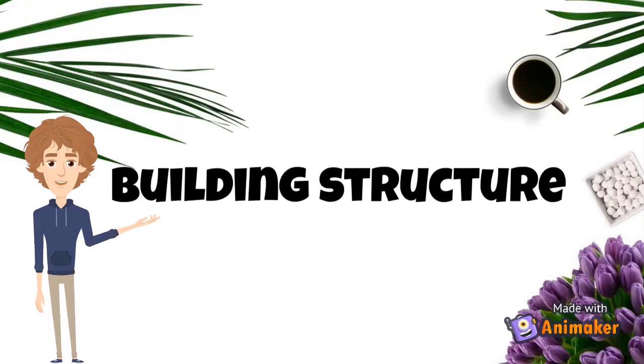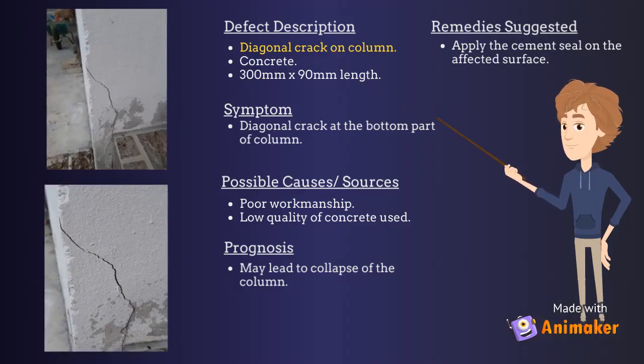The next element is building structure. The first defect from this element is diagonal crack on column. The symptom is diagonal crack at the bottom part of the column. Possible causes are poor workmanship and low quality of concrete used. The prognosis is it may lead to collapse of the column. Remedy suggested is apply cement seal on the affected surface.